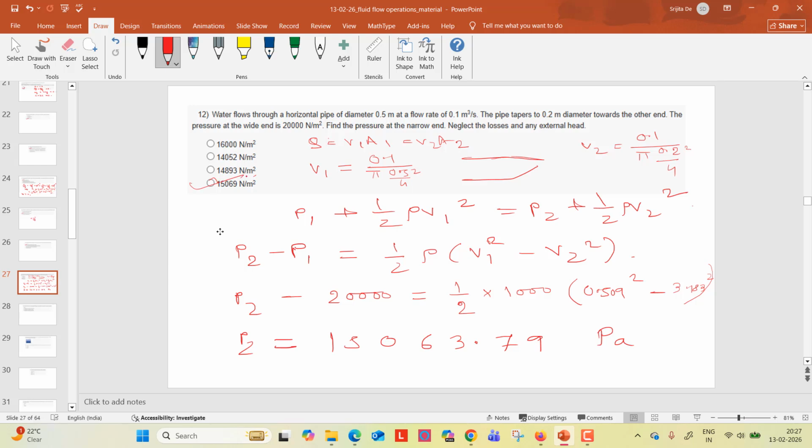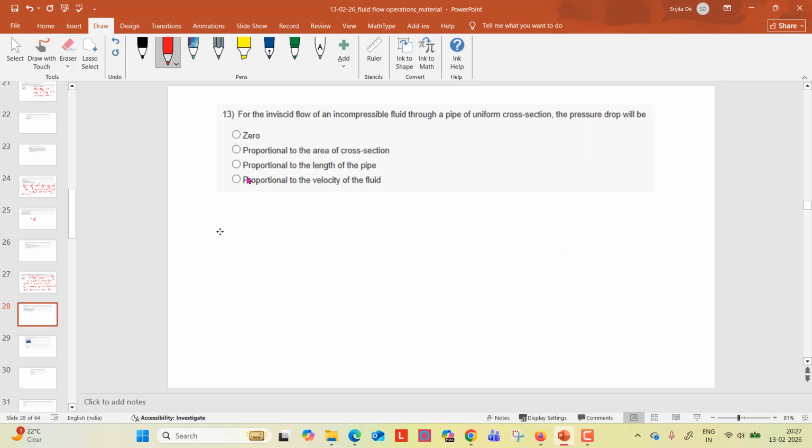Next, for the inviscid flow of an incompressible fluid through a pipe of uniform cross section, the pressure drop will be 0. So it is 0.